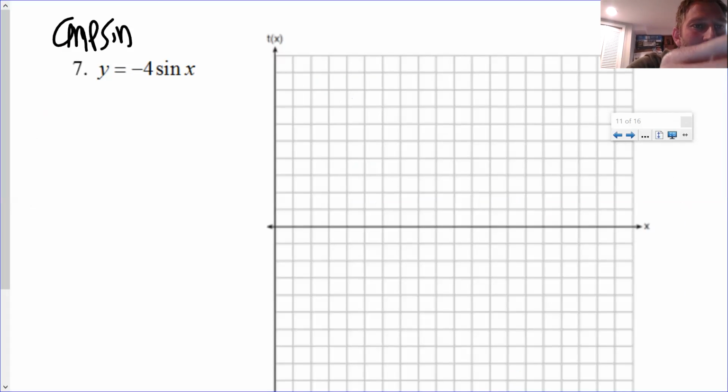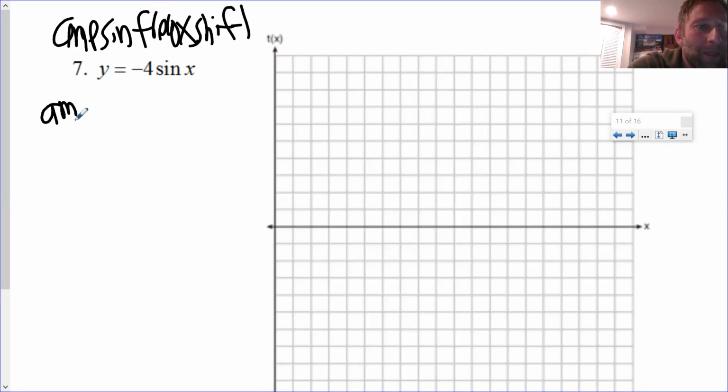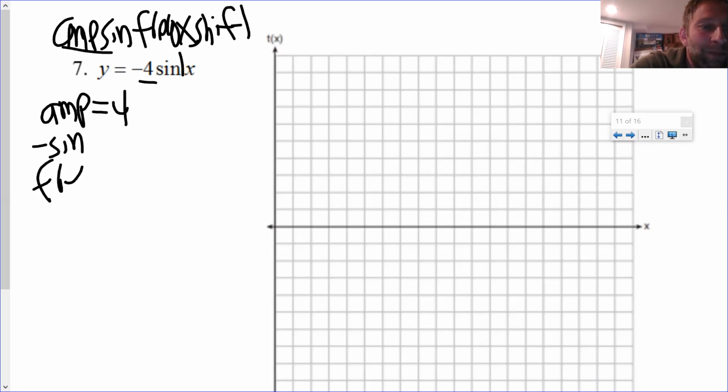Amp, sine, freak, x, shift. My amp is what's in front of sine. 4 is my amp. Sine or cosine, positive or negative. This is a negative sine because there's a negative and it says sine. Freak is what's between the sine and the x. It's 1 in this example. Again, in this particular lesson, it's going to always be 1. And my shift is what comes at the end. And my shift will always be 0 for this lesson.